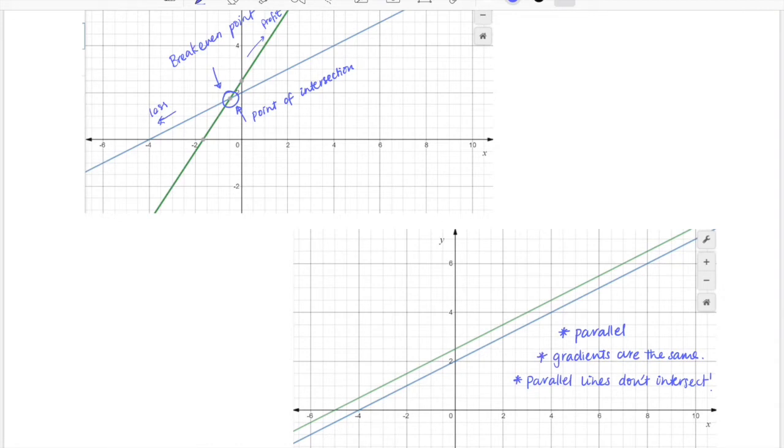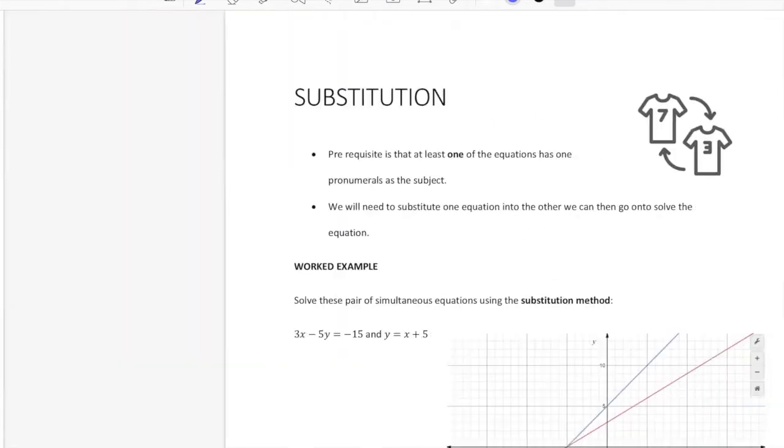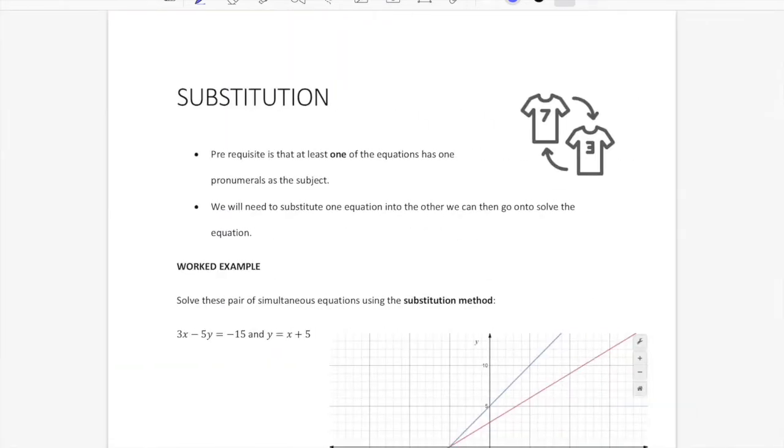parallel and perpendicular lines. So now I'm going to move on to introducing substitution. For some this will be a revision, for some this will be brand new, and that's completely okay. The prerequisite here is that at least one of the equations needs to have a pronumeral as the subject. So again, just remember that. We will need to substitute one equation into the other, and then we can go on to solve that equation. So let's have a look at the worked example.